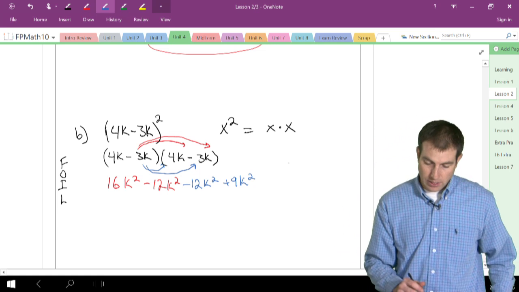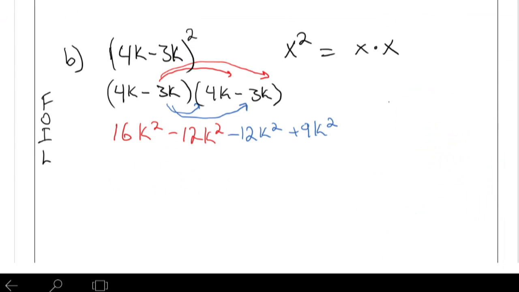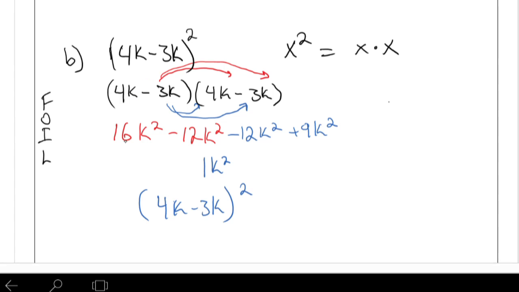Let's see, 16 minus 12, and 9. We have all k squareds. 16 minus 12 is going to give us 4, minus 12 is going to give you 10, plus 9. Yeah, we end up with 1k squared, which is the same thing as we would have had if we went 4k minus 3k squared. Oh, 4 minus 3? Oh, that's just 1k squared.